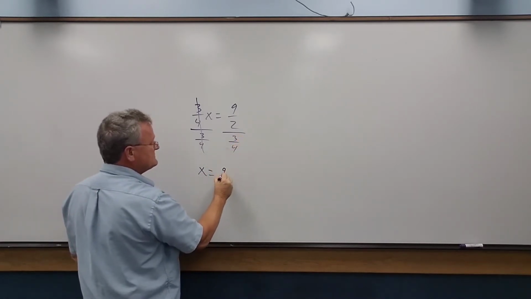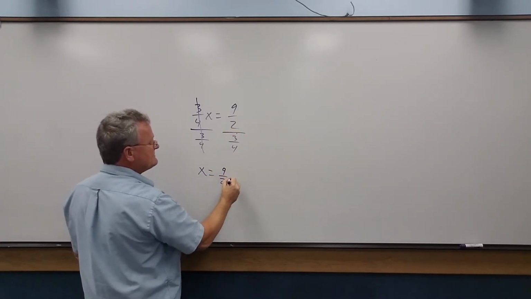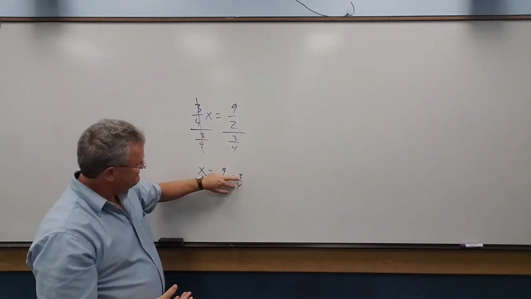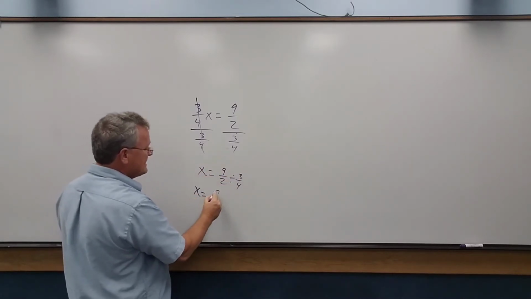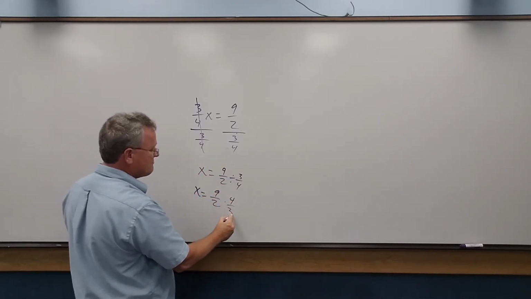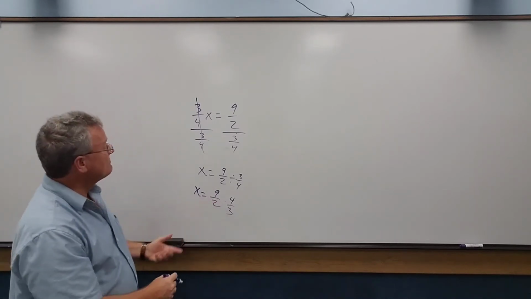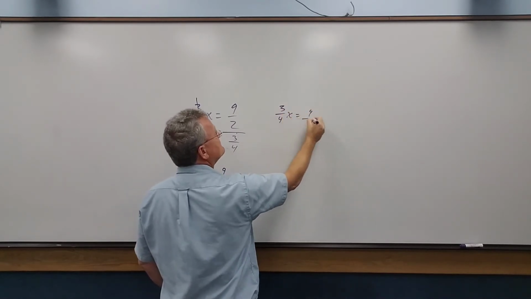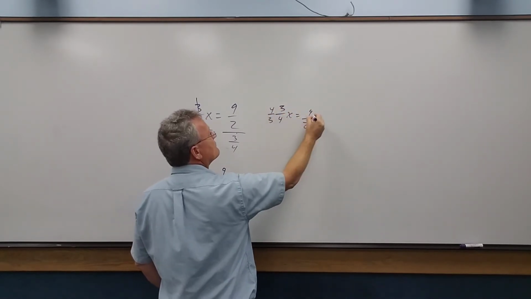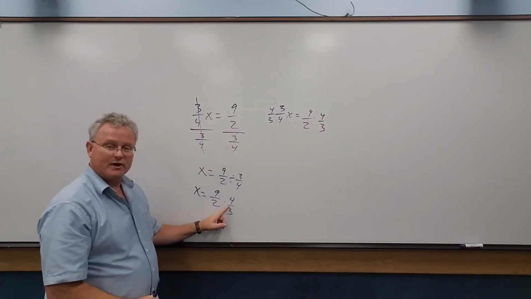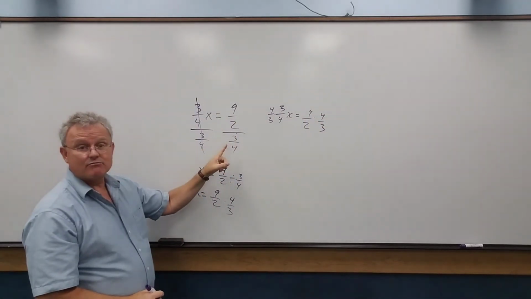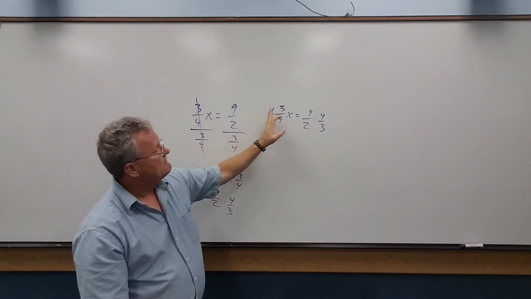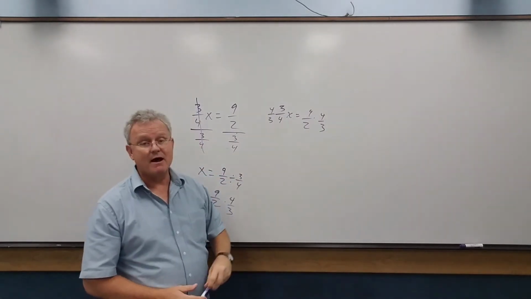This we can think of as 9/2 divided by 3/4. But what's our rule for dividing? We flip and multiply, and we get 9/2 times 4/3. And this is right back to where we were before. If I multiply both sides by the reciprocal 4/3, that's what we end up with if we divide by 3/4. So the end result is the same. It just saves us a little work if we directly multiply by the reciprocal.